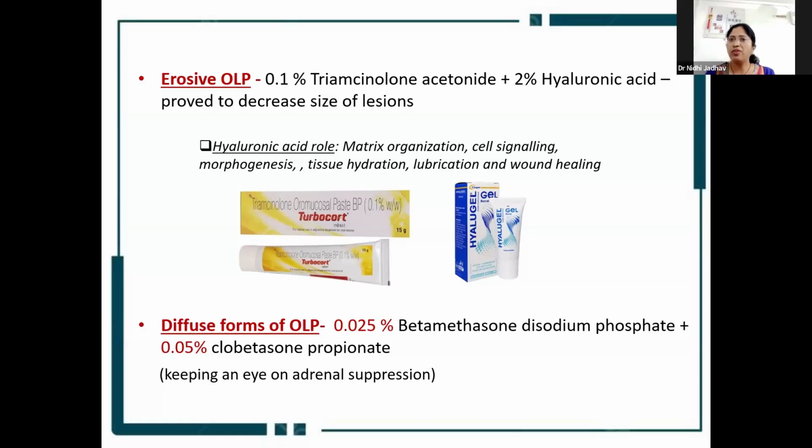Coming to the diffuse form of lichen planus, a combination of betamethasone disodium phosphate with clobetasol propionate has been found to be very successful. But we have to keep an eye on the adrenal suppression part. We should take a record of the prior renal function test, and also in the follow-ups at least once in a month. These should be done in the follow-ups to see whether all the values are in the normal range.